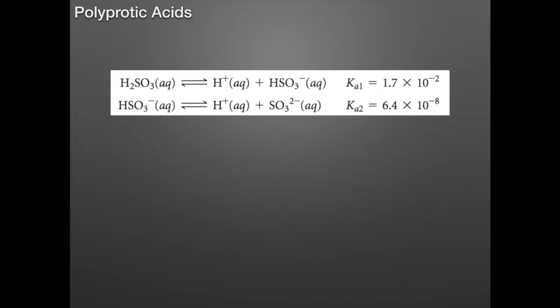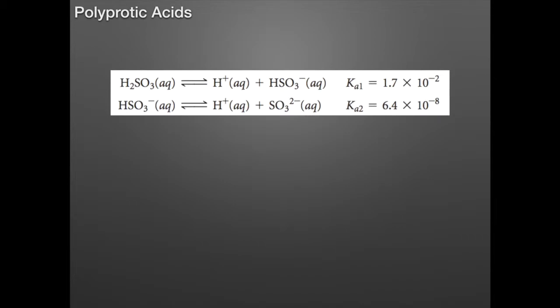Polyprotic acids are acids that have more than one hydrogen that can be ionized. So if you look at this example here, I start off with H2SO3. Notice I have two hydrogens. So for the first reaction, I lose the first hydrogen ion to produce HSO3 with a -1 charge. Then I can lose another hydrogen, producing hydrogen ions and SO3 2-.